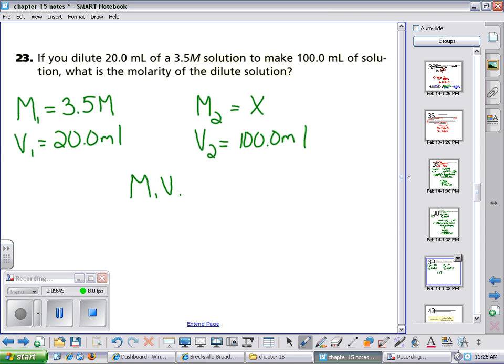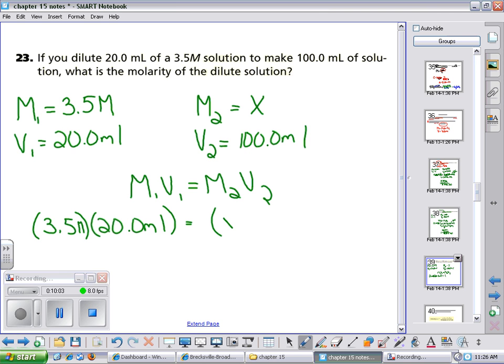So M1 V1 equals M2 V2. And you got 3.5 times 20 equals x times 100. So you got 3.5 times 20 divided by 100, and you get, and we'll need two sig figs, 0.70 molar is going to be the new concentration. So you're diluting it from 3.5 down to a 0.70 molar solution.